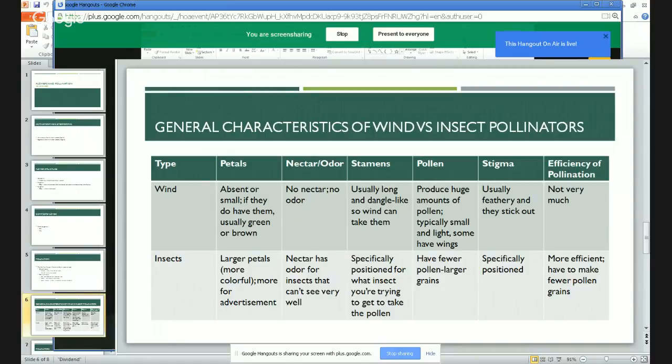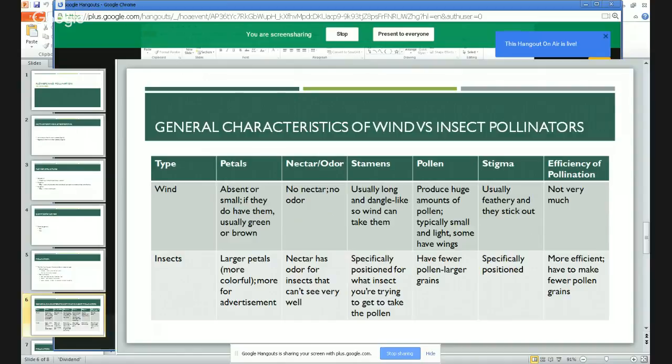So I've given you a chart here, kind of just looking at general characteristics of the different types of pollinators, whether it's wind or insects. Those seem to be the two largest methods for pollination, or two major pollinators. So for your wind, if a plant is pollinated by wind, it doesn't necessarily have petals. It may or may not.